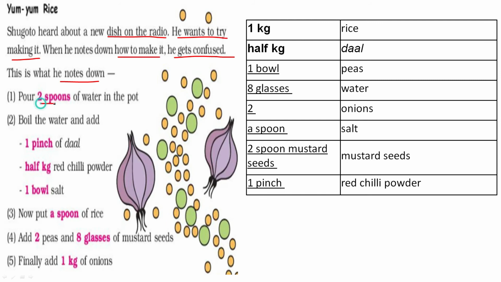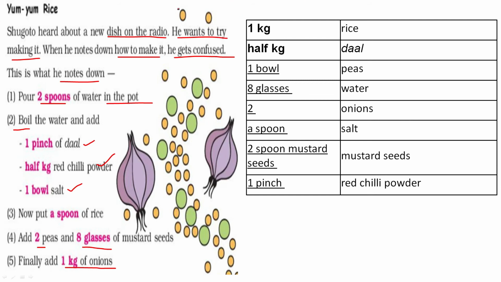Pour 2 spoons of water in the pot. Boil the water and 1 pinch of dal, half kg red chili powder, 1 bowl salt. Now put a spoon of rice and 2 bees, 8 glasses of mustard seeds. Finally add 1 kilogram of onion. So this, see here the news from the radio.